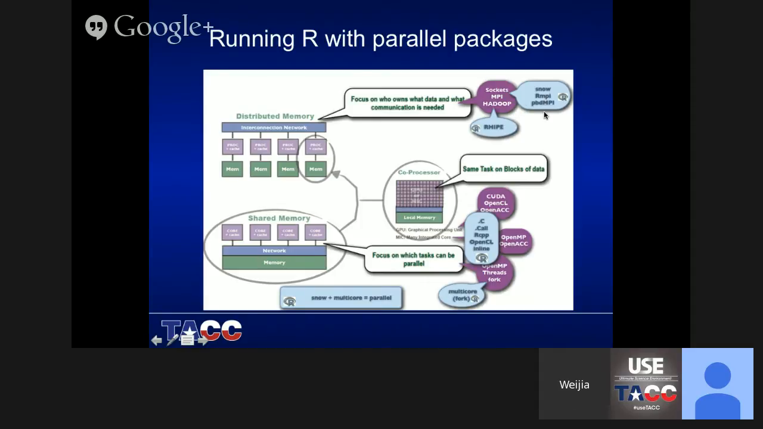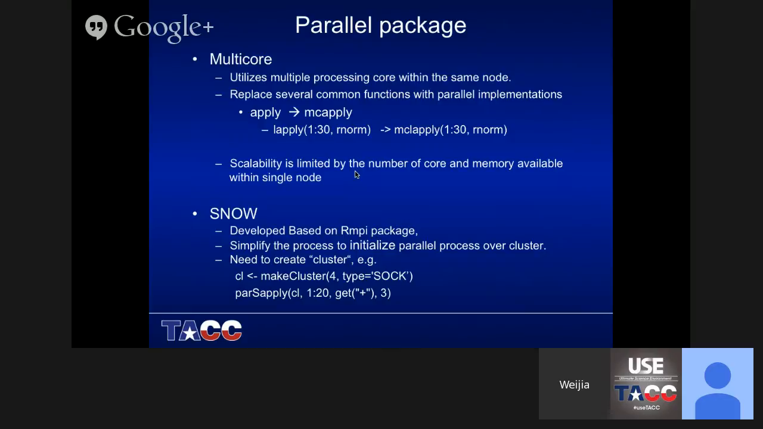That's one thing we support, the pbdR, and also the latest version, since R 2.5, the parallel package has become part of the core distribution as well. The parallel package essentially includes both the multicore package and the snow package functionalities. So that's something Reid will walk through and give you more details.